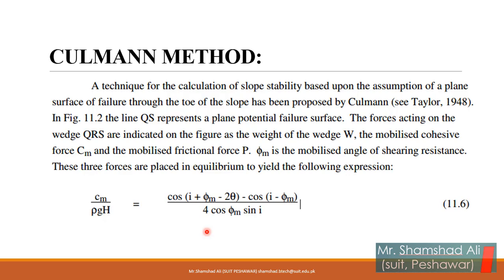Basically, the Culmann method is a method of equilibrium. When these three forces are in equilibrium, we can express it mathematically as follows: C_m divided by P is equal to cos(i plus phi_m minus 2 theta) minus cos(i minus phi_m) divided by 4 cos phi_m sin i.